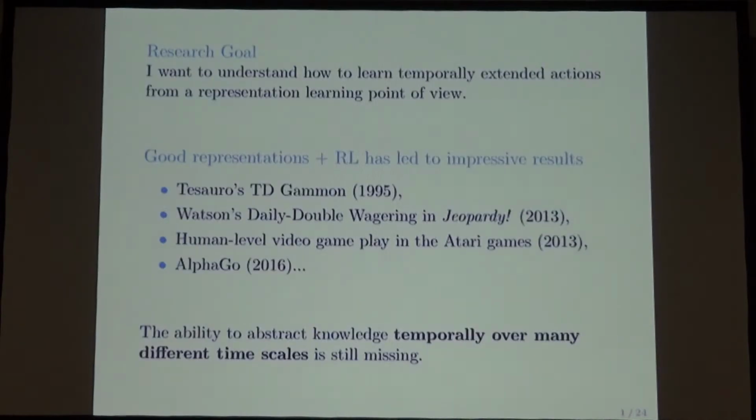So just to tell you a little bit about where I'm coming from, I'm working on the problem of temporal abstraction in reinforcement learning, and in particular I want to understand how to learn temporally extended actions from a representation learning point of view. And I think the notion of representation learning has been key to many successes in RL. Some of these examples you might be familiar with, especially from the point of view of learning state representations. That has led, for example, to the famous TD Gammon, Watson recently, the video games with DeepMind and the Atari games, and AlphaGo just last year.